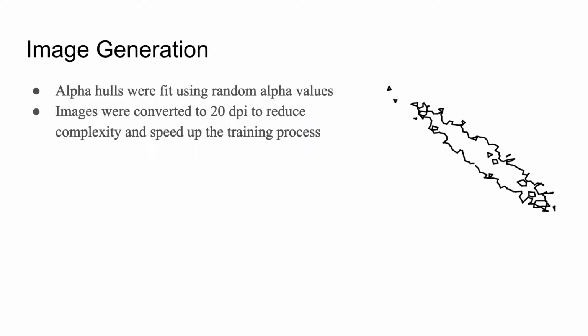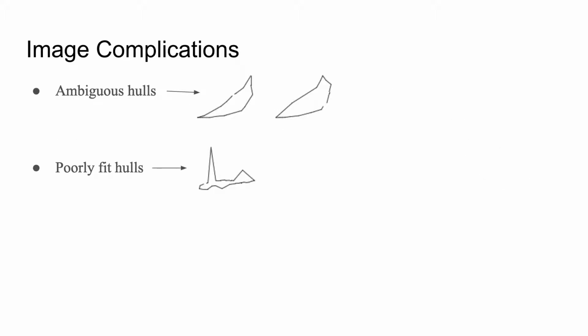to then be converted into images using alpha holes, as was previously suggested in a different format in a scagnostics or scatterplot diagnostics paper a while back. Alpha holes are essentially just what you get when you try and roll a wheel around your data set with a certain diameter that's defined by an alpha value. I then converted all the images to 20 dpi in order to reduce their complexity and later on speed up the training process. Now, one thing to note is that the alpha value I chose to fit each hole to each data set was random within a set of alpha values.